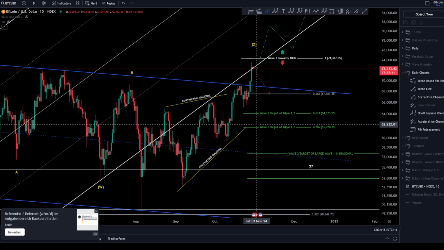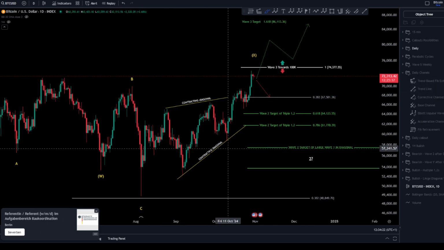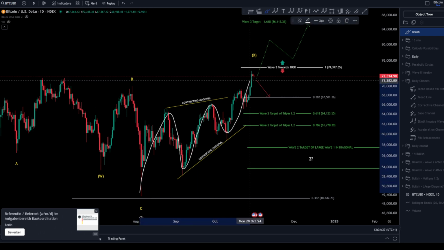Now, the second scenario is that you have finished already your diagonal with 1, 2, 3, 4, and a 5.